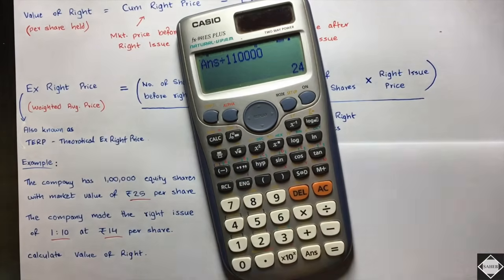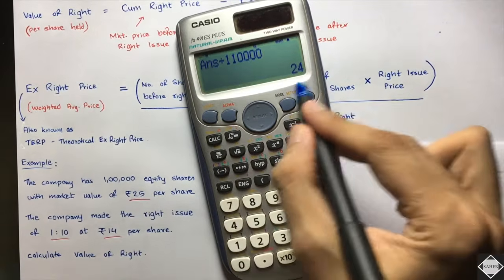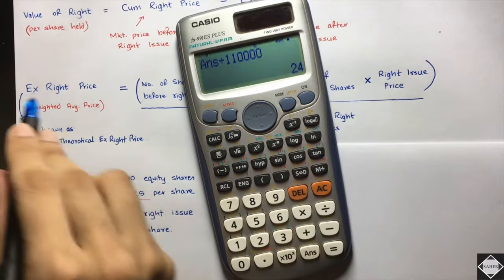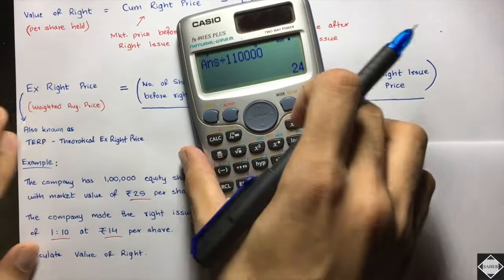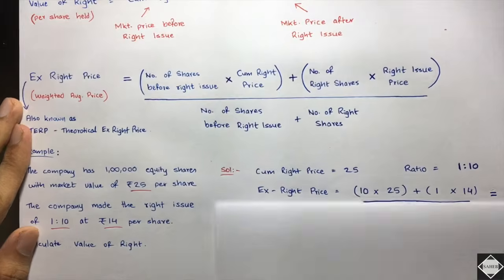In a perfect market, what will be the future market price after the right issue? 24 rupees. Okay, weighted average price, ex-right price. So many names are there. Fine. So see, that's the answer.